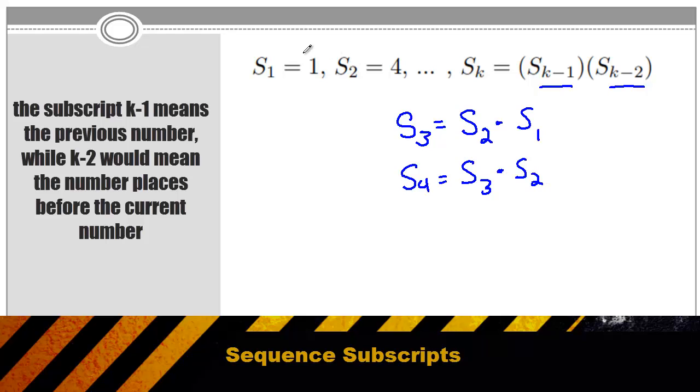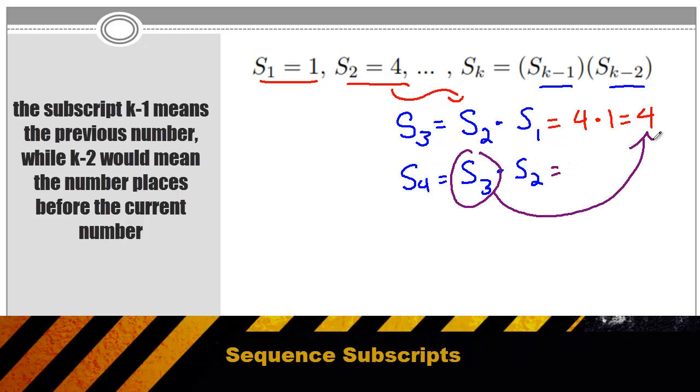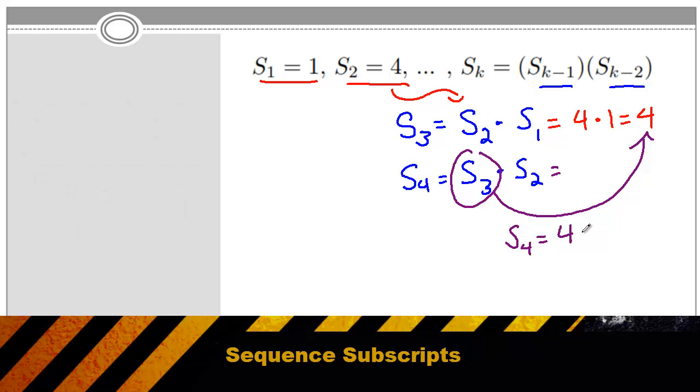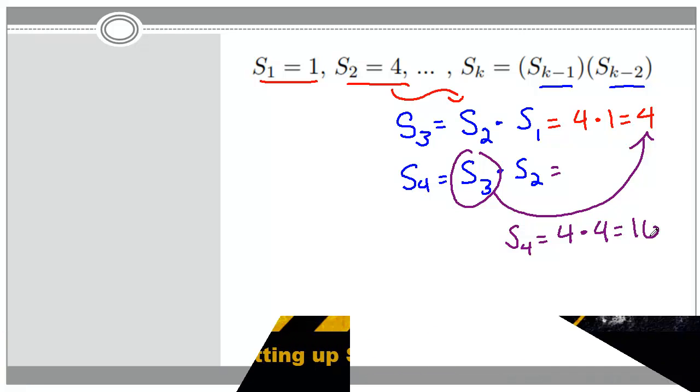They start off by telling us the 1st number in the list and the 2nd number, so we could just use normal algebraic substitution. So the third number in the list is going to be equal to the second number, which is 4, times the first, which is 1. So the third number in the list is just 4. Then to find the fourth number in the list, that's going to be equal to my third number, which I just found out was 4. So s subscript 4 is equal to my third number, which is 4, times my second number, which is also 4. So my fourth number is 16.